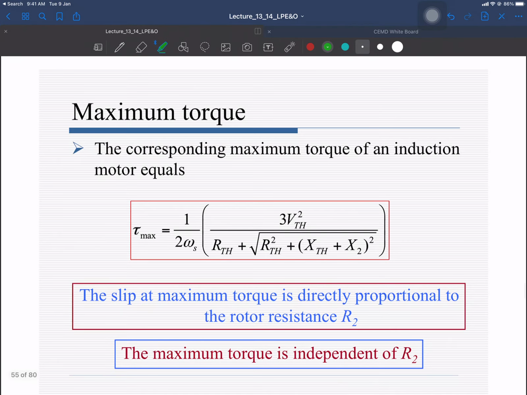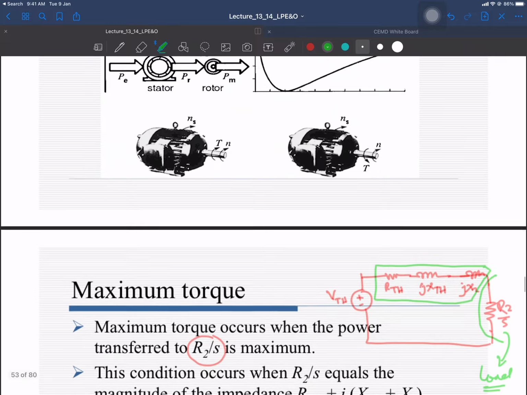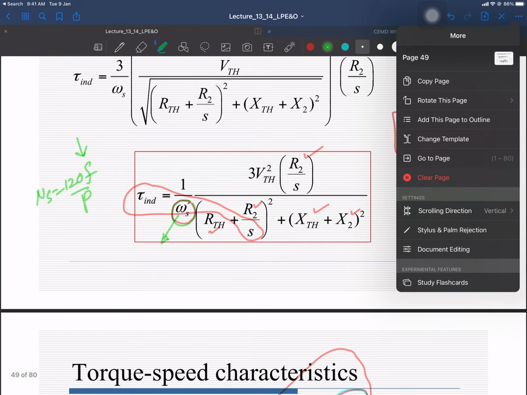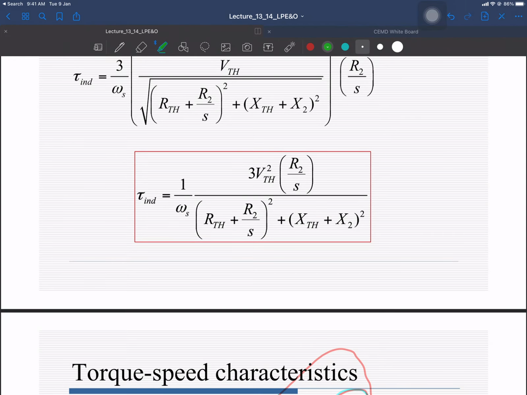So now we can write down an expression for the maximum torque. How? Just go back and look at the torque speed expression that we derived. This is the torque speed expression we have derived, right? Now in this, we keep all parameters constant: the voltage constant, omega constant, R Thevenin, X Thevenin, X2, and R2 constant. If I replace this slip with the slip corresponding to the maximum torque, not the maximum slip, which will be 1, because slip varies from 0 to 1, but the slip corresponding to the maximum torque, what will this induced torque be? This will be the maximum one.